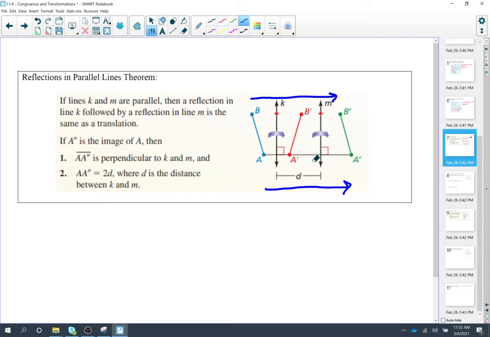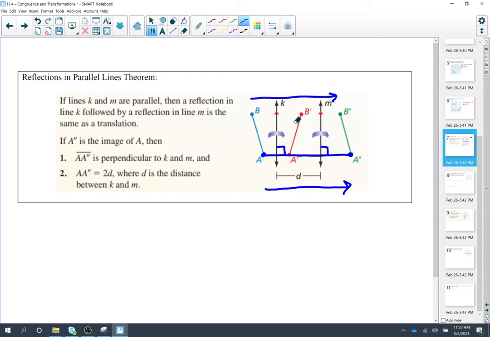Now, two things are going to happen here. If A double prime, meaning the second reflection image of A, then A double prime is perpendicular to K and M. So what that's saying is that the line formed by connecting your pre-image to your image is going to be perpendicular to the parallel lines which it was reflected over. Second of all, AA double prime is 2D, where D is the distance between K and M.